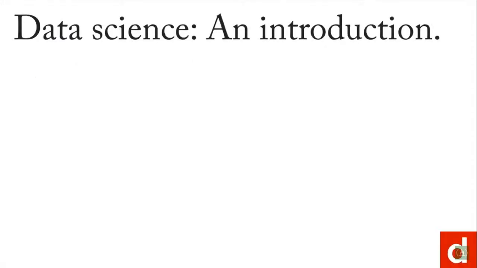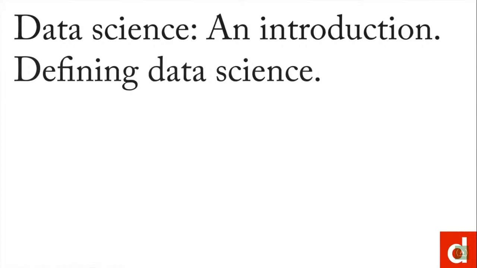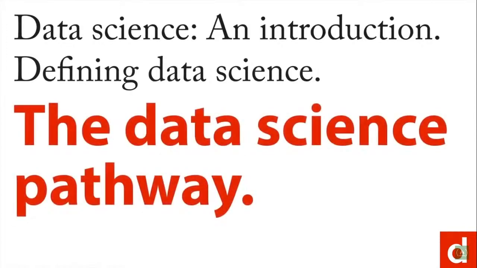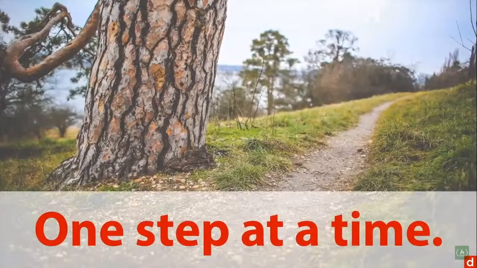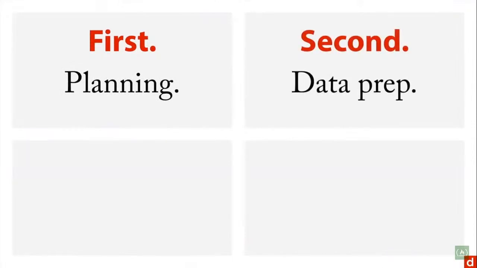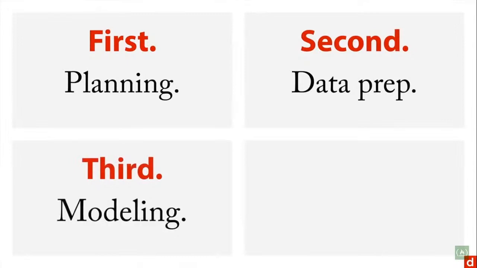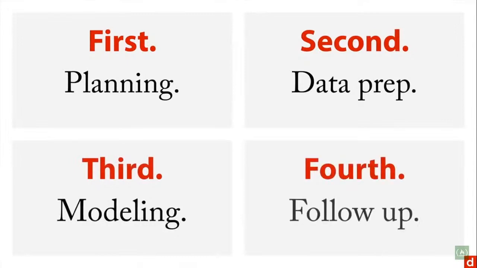The next step in our data science introduction and our definition of data science is to talk about the data science pathway. So I like to think of this as when you're working on a major project, you got to do one step at a time to get from here to there. In data science, you can take the various steps and you can put them into a couple of general categories. First, there are the steps that involve planning. Second, there's the data prep. Third, there's the actual modeling of the data. And fourth, there's the follow up. And there are several steps within each of these. I'll explain each of them briefly.